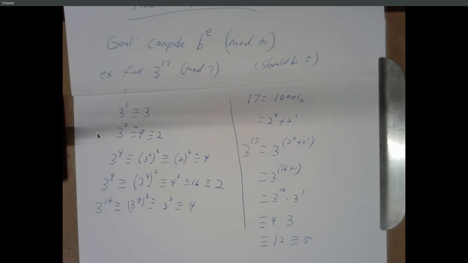I don't understand. Which one? Well, 2 to the 4th is 16. 2 to the 1st is 2. Oh, 2 to the 0.